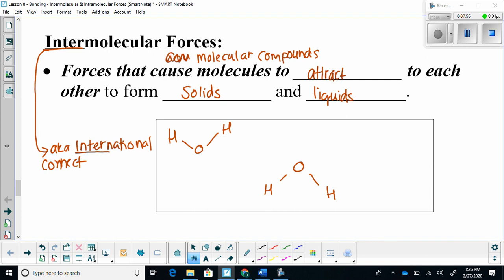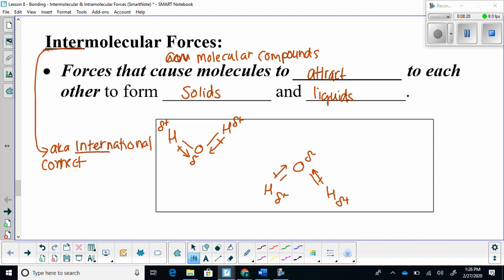Now, let's draw our dipole moments on here. So we have our arrow pointing towards oxygen on both sides, which makes hydrogen partially positive and oxygen partially negative. Let's do the same to this other molecule here. Okay, towards oxygen, partially negative, partially positive, partially positive.